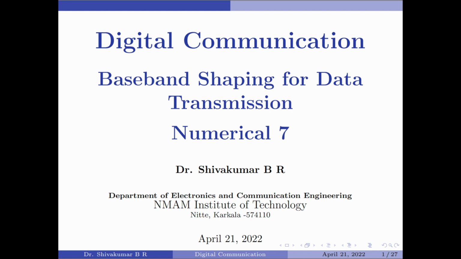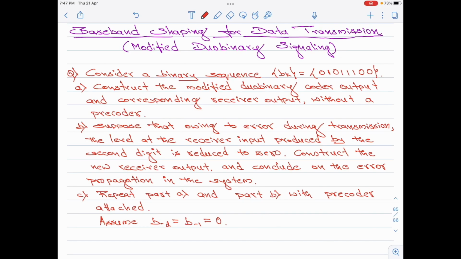In this video, I'm going to take up the 7th numerical on baseband shaping for data transmission. Please note, this is a numerical on modified duobinary signaling scheme. Let me read out the question here. Consider a binary sequence BK equal to 010, 111, 00.